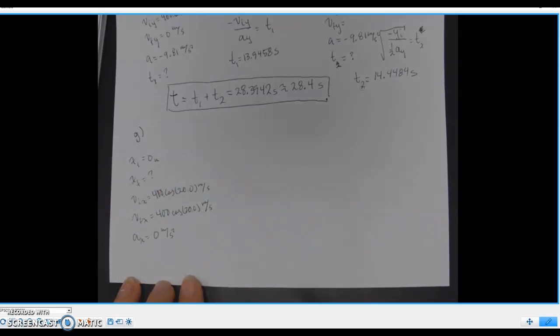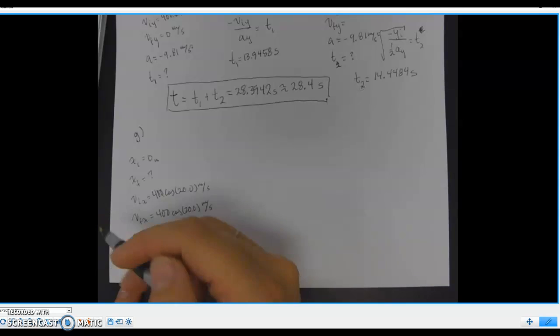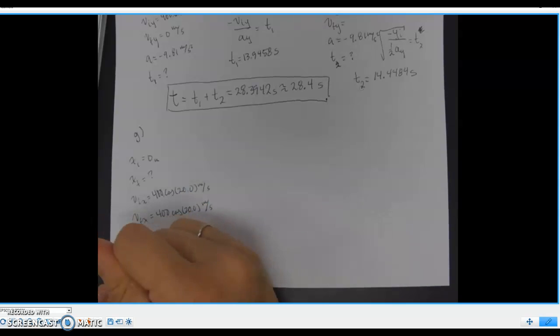And so that's why I can choose my initial position to be at that base of the cliff, and my final to be where I land, because this doesn't change throughout the problem. It stays the same. This stays the same. And then the time total, we just barely figured that out. I'll use the long number.